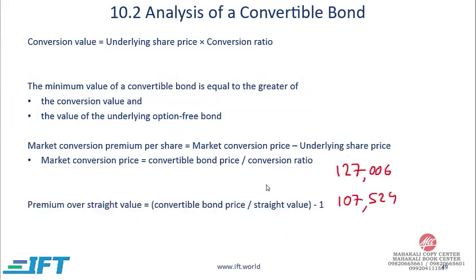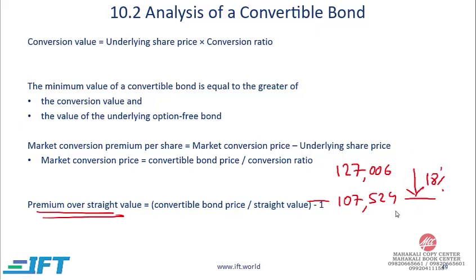I just mentioned downside risk, and one measure of downside risk is the premium over straight value. We said that the straight value of this bond is 107524. This is the value assuming that there is no conversion option, but the market price of the convertible bond is 127006. So if we are saying that this straight bond price represents a floor, then this amount in percentage terms, if the bond were to fall from 127 down, is roughly 18%. So this is an approximate measure of downside risk.